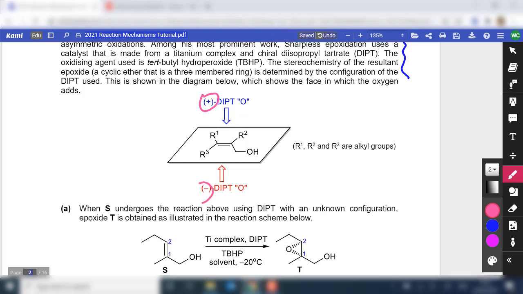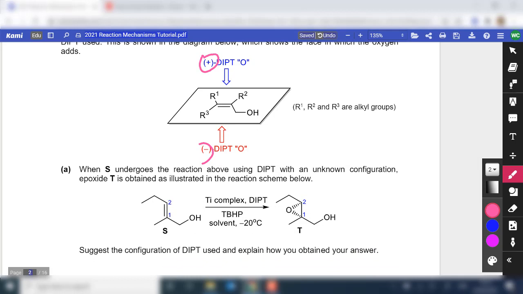Okay, and then they tell you that there's this particular plane, and this is how you should place your R1, R2, R3, and then your CH2OH group. And in this particular question, you were given S. It's able to react with DIPT with an unknown configuration. So that means that it's either plus or minus. So don't over read the question. Your answer is supposed to be just plus or minus. And you notice that the product has the oxygen pointing inside. So all you need to do is just to fit S into the above cartoon.